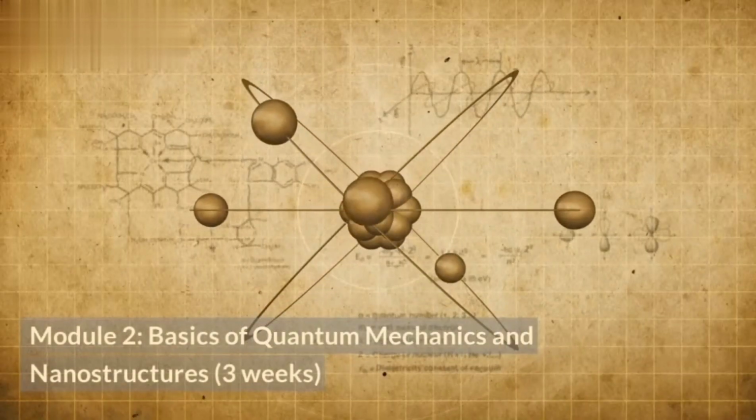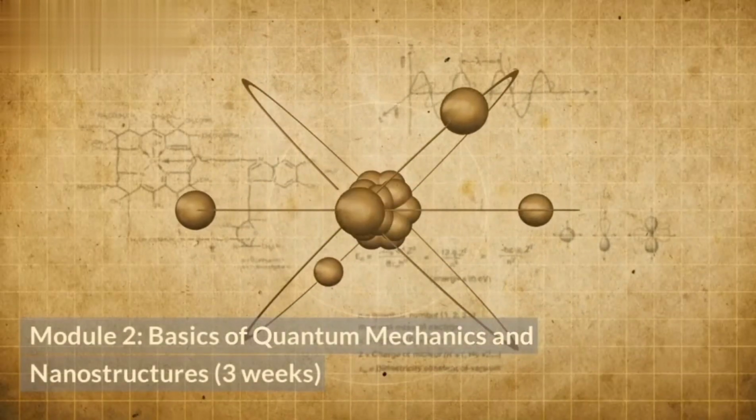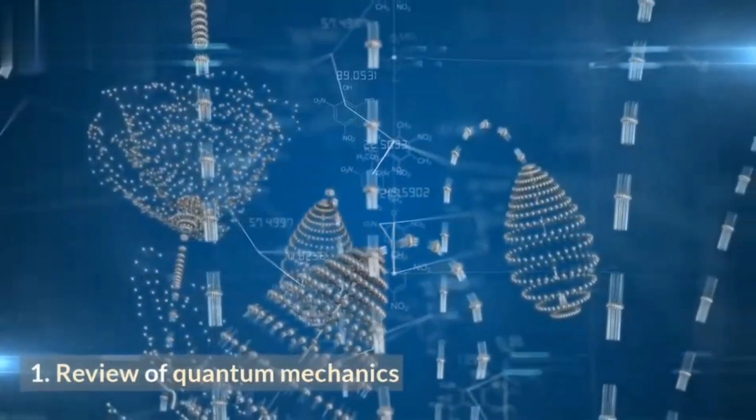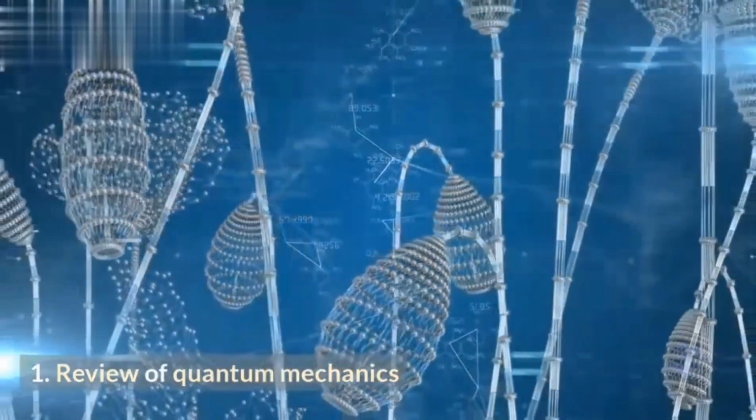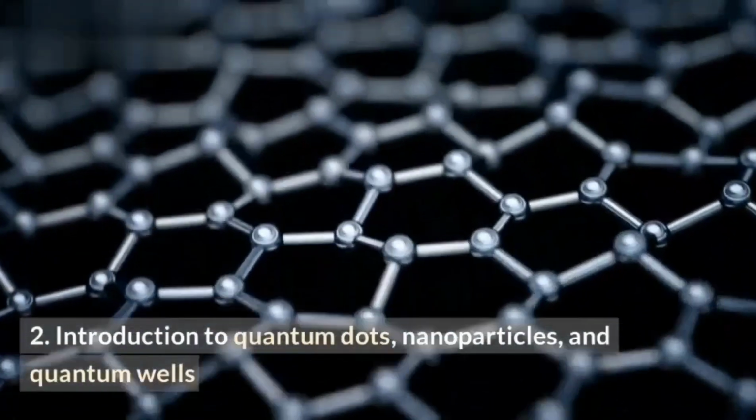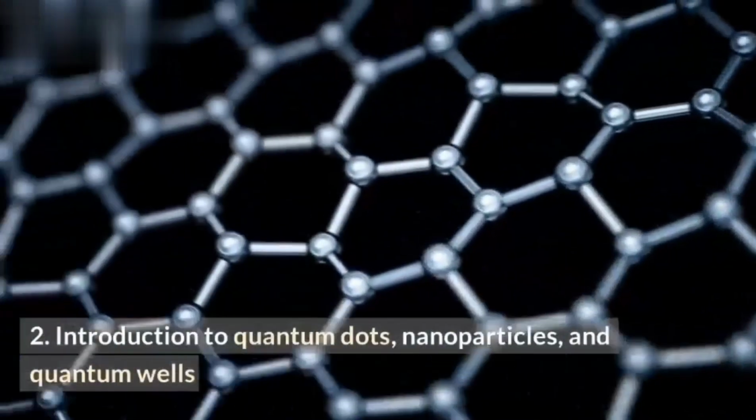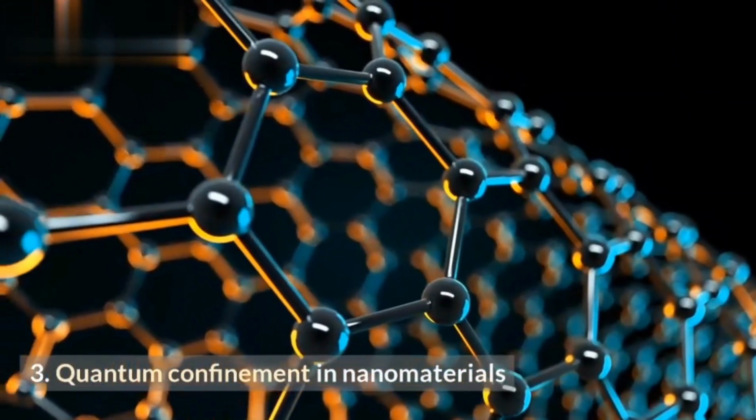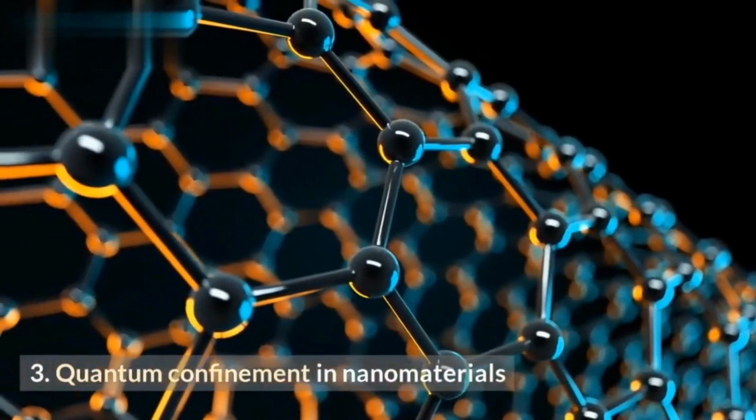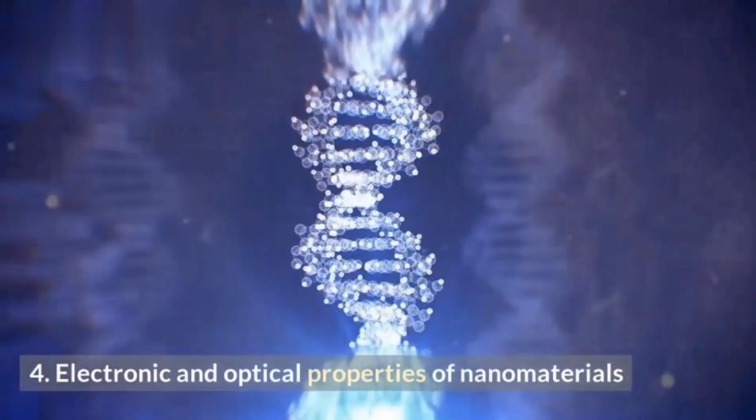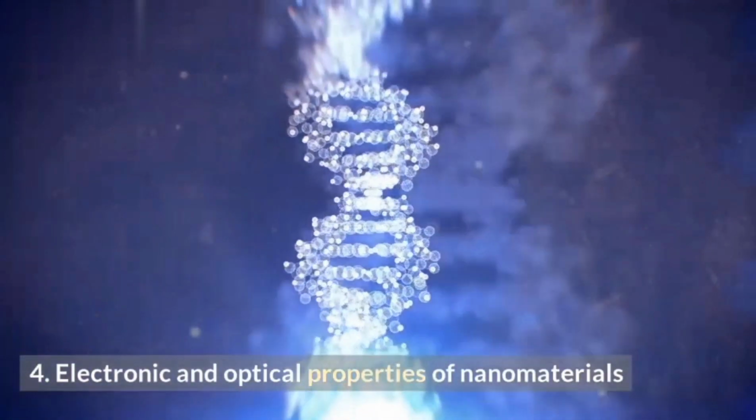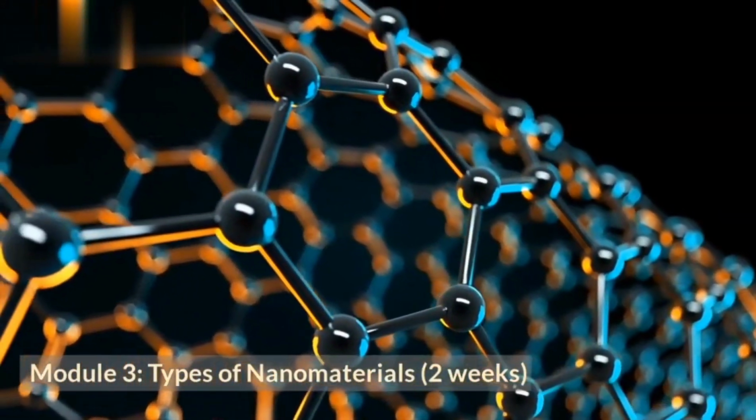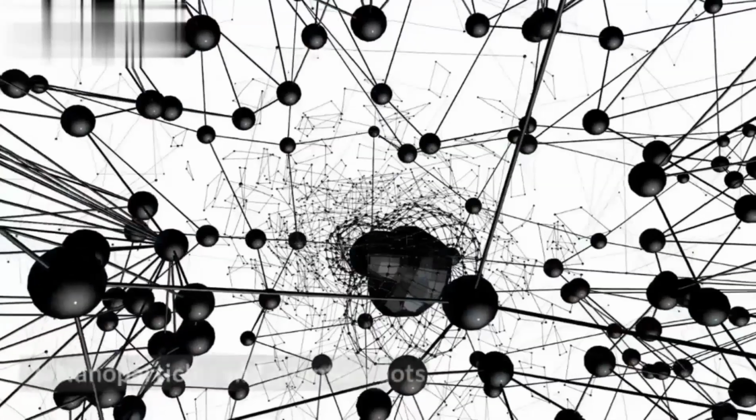In Module 2, we will study the basics of quantum mechanics and their nanostructures. In this module, we will study a review of quantum mechanics, and also an introduction to quantum dots, nanoparticles and quantum wells. We will focus on quantum confinement in nanomaterials and the optical, physical, chemical and electronic properties of nanomaterials. With this, we come to Module 3, in which we will discuss types of nanomaterials.